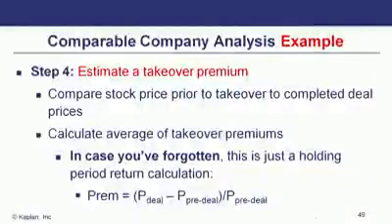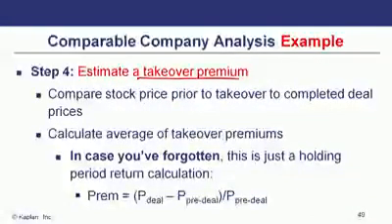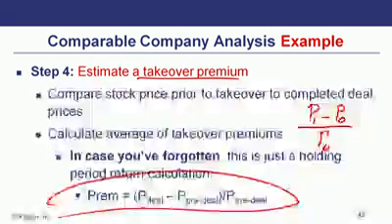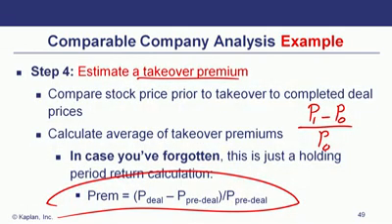I want to have control because I'm a control enthusiast. So I've got to estimate the takeover premium. Here is a formula you should recognize. This is nothing but the holding period return. It's the same as P1 minus P0 divided by P0, right? That's just the change in value divided by the initial value. So it's nothing but a holding period return.